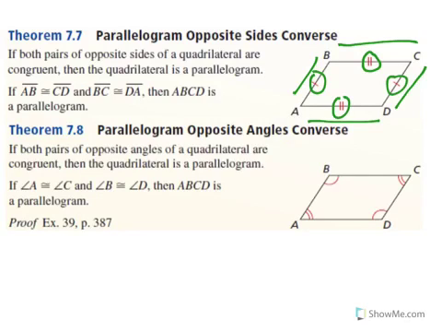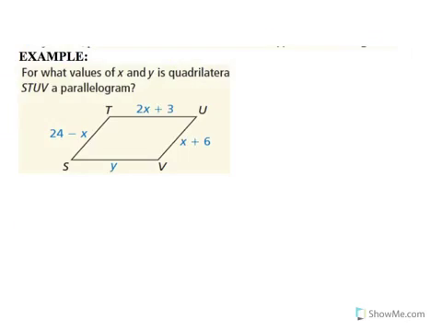The next one we have is the parallelogram opposite angles converse. So same thing with our opposite angles. We're talking about angle A and angle C. They are congruent. And angle B and angle D are congruent to each other. Okay, here's an example of using that to prove that it's a parallelogram.